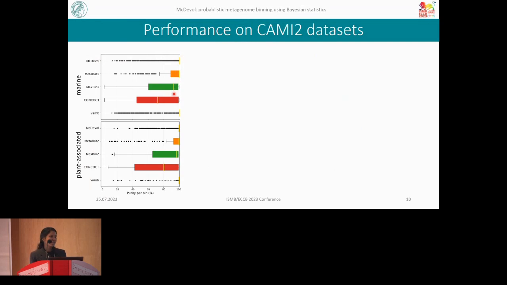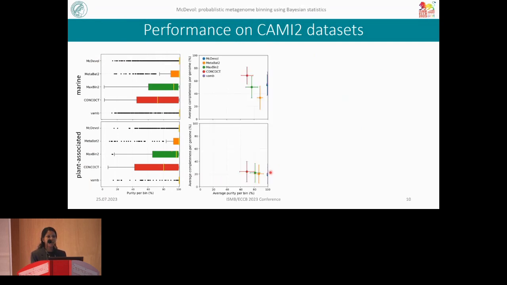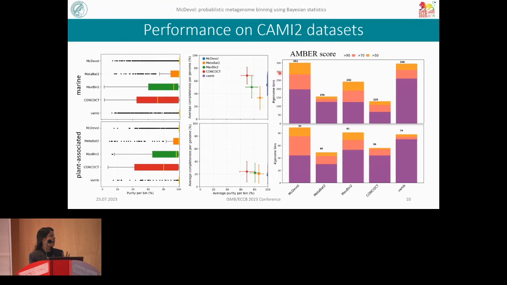Shown in the middle is average completeness per genome on the y-axis and average purity per bin. We see that McDevol achieves comparable or even better completeness compared to MetaBat2 and MaxBin2 with very high purity. Another more important aspect is how many good quality bins we get from the binning. For this, shown here is AMBER score greater than 90, greater than 70, and greater than 50, which is a combined score of completeness and purity. We see that McDevol provides more reasonable quality bins than the other binners that we compared in this benchmarking.